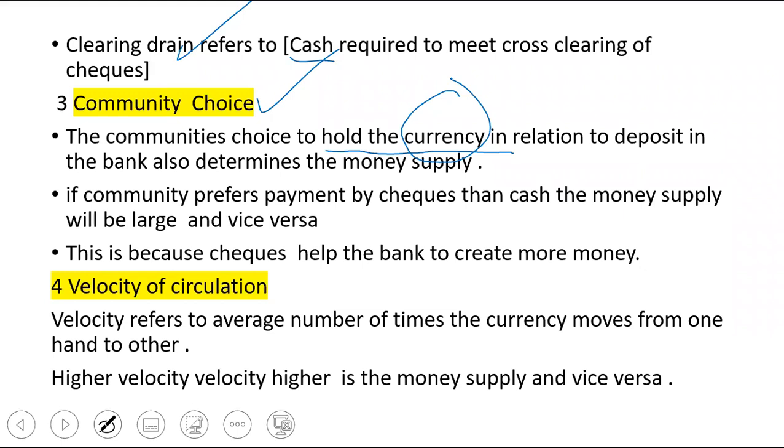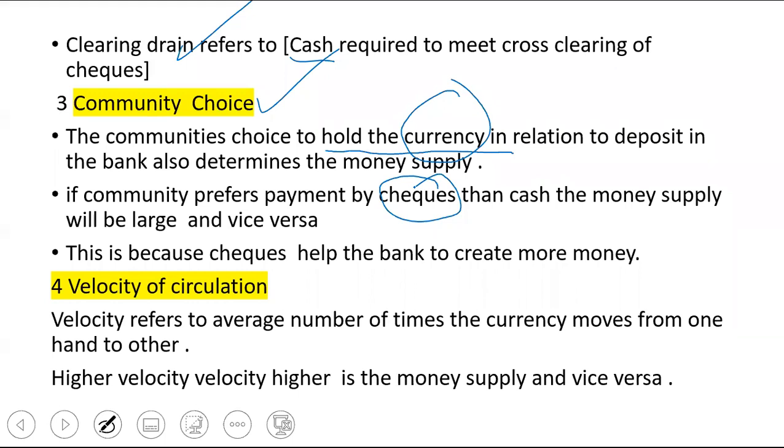Or money determinants will be less. If the community prefers payment by way of checks rather than cash, then also money supply will be large. So now the question is arising: I have borrowed money, how will I pay it back? Am I going to use the check or am I going to give the cash? So if I use the check, then what will happen?